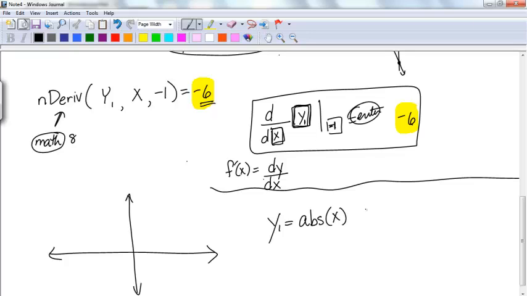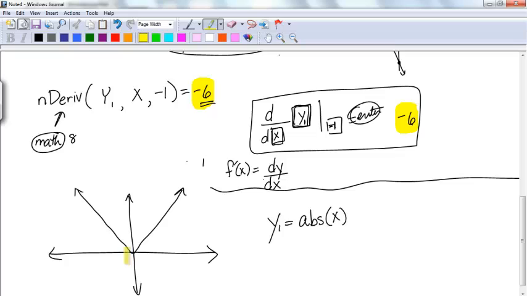And I would probably straighten it up a little bit more than that. Do zoom 5, zoom square, and you should end up with a graph that looks kind of like a V shape, like this. That's the absolute value graph. Now, if I said, what's the derivative at 0?